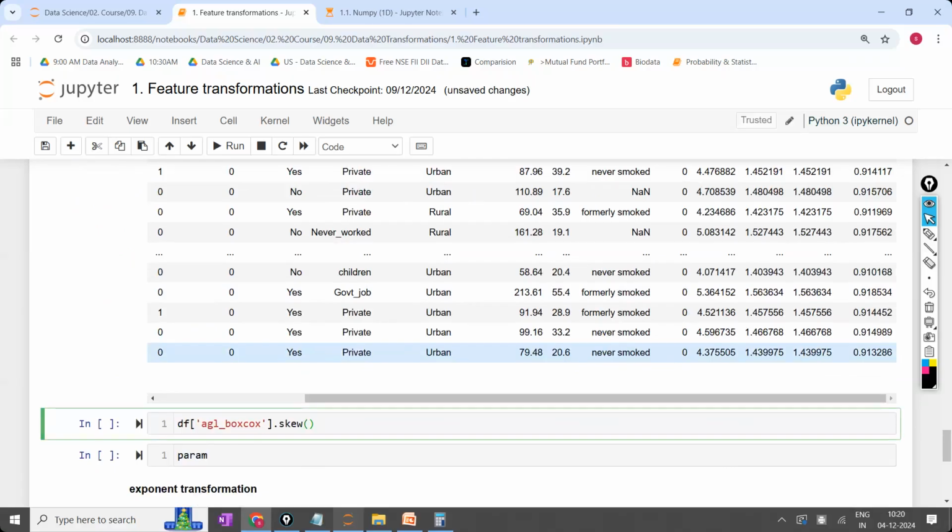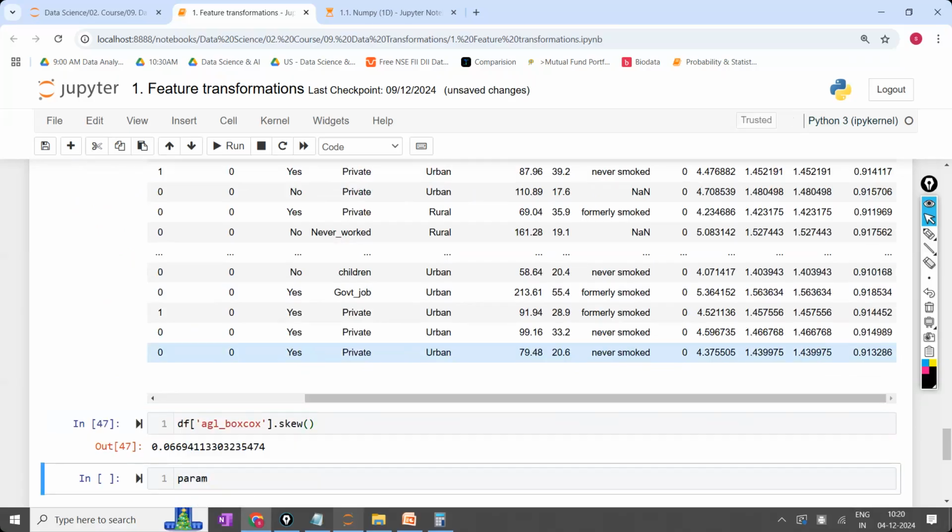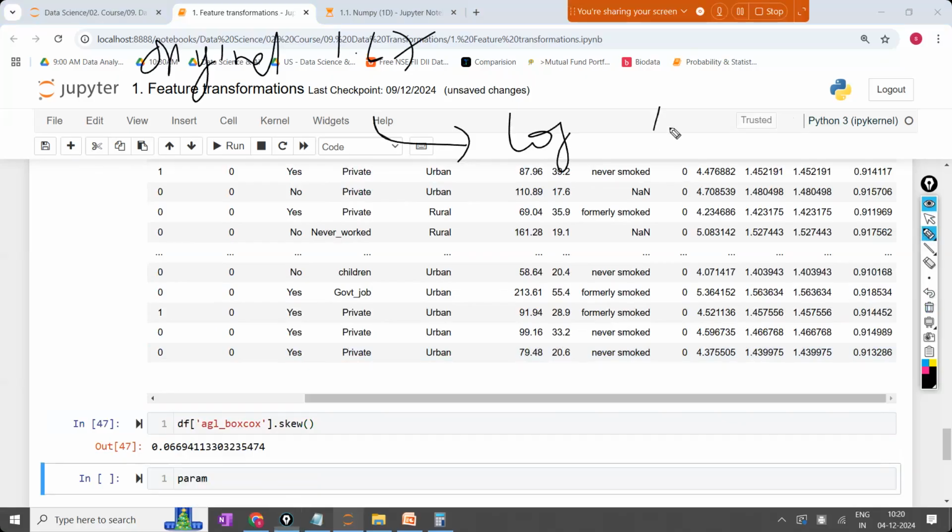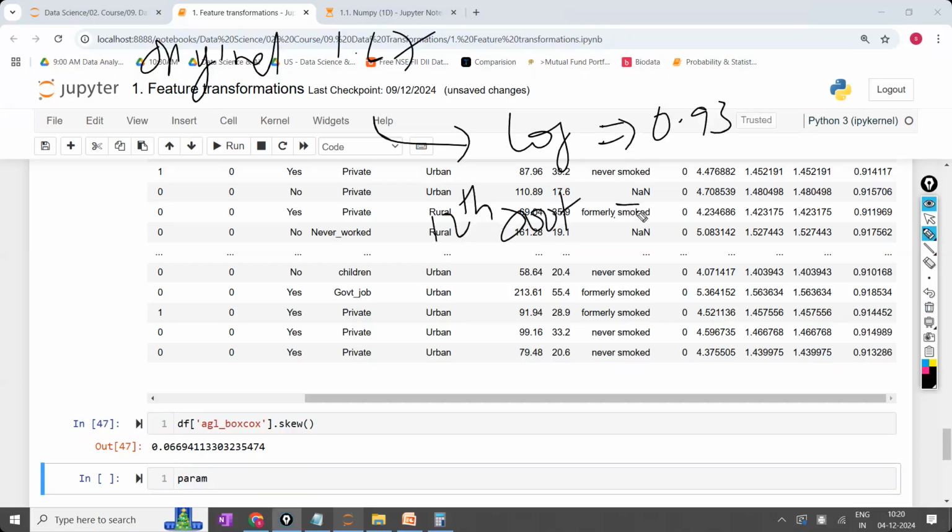And now for the new column that I have created, what is the skewness value? 0.06. Now, coming to the original one, what is the original skewness? 1.67. When you applied log, what is the answer you got? 0.93. For log, 0.93. For the 12th root, what is the answer you got? 0.998 something like this, not exactly, I'm writing approx. Now Boxcox. By applying Boxcox, you are getting the value of 0.06.